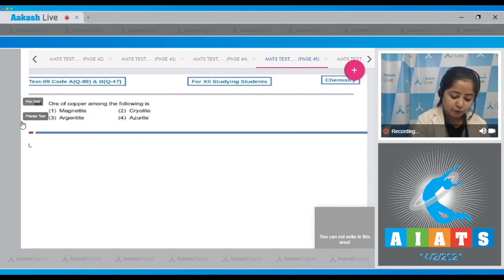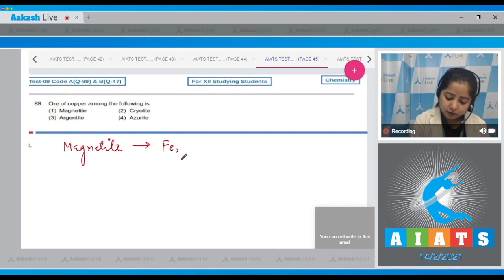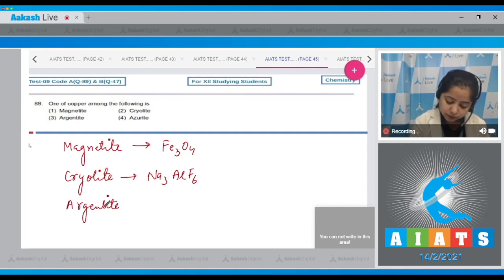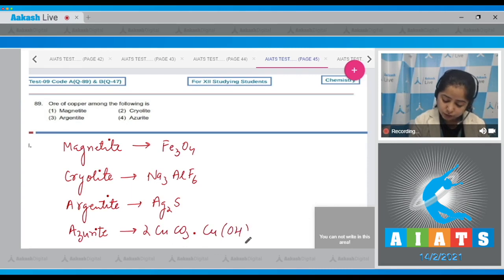Students, in this question we are given 4 ores. Let's start with number 1, magnetite. Magnetite is Fe3O4, that is, it is an ore of iron. Next is cryolite. Cryolite is Na3AlF6. Next is argentite. This is Ag2S, and the last is azurite, which is CuCO3·Cu(OH)2. So it is very clear that azurite is an ore of copper. So the correct answer is option number 4.